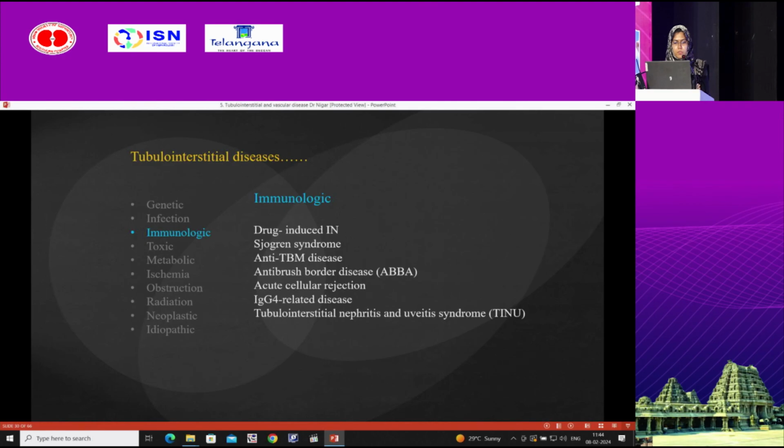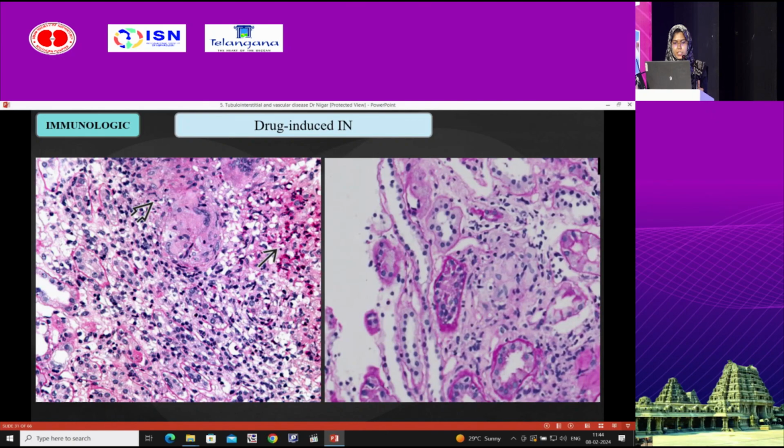Immunological diseases of the kidney can be due to exogenous agents, alloantigens or autoantigens, or sometimes unknown antigens. Coming to drug-related interstitial nephritis, there is a prominent eosinophilic infiltrate and sometimes there can be granulomas. The second image shows an ill-defined histiocytic aggregate forming an ill-defined granuloma.